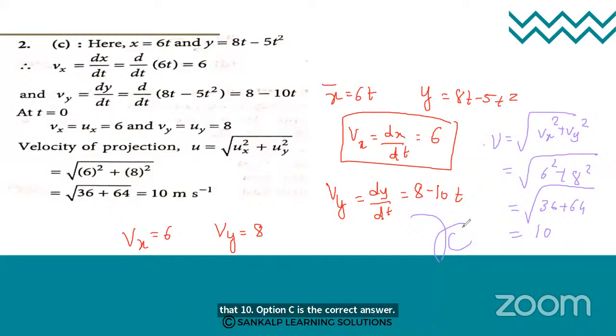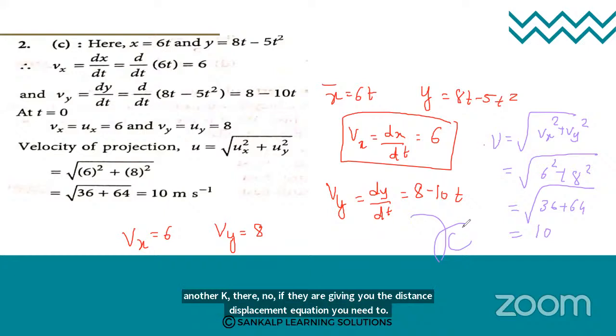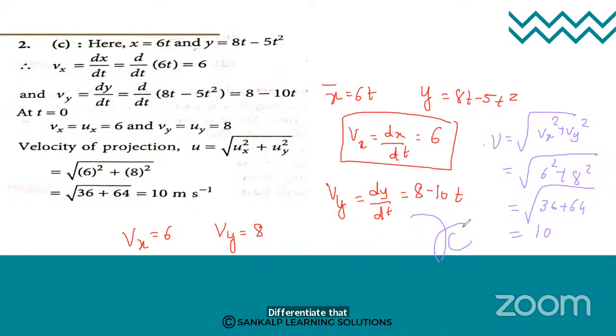So whenever you have any term, velocity or acceleration asked, see, if they are giving you the distance or displacement equation, you need to differentiate that. When you differentiate, you will get the answer C. So many times equation based questions will come from this chapter. Whenever such type of questions are there, you can just differentiate to get the velocity, and for acceleration you need to differentiate once again, that's all. Okay, go for the next question.